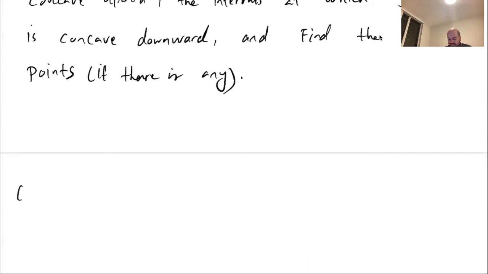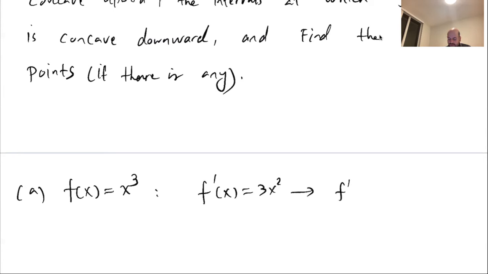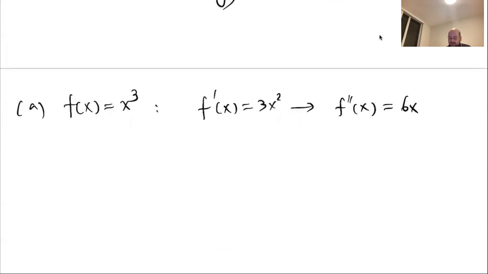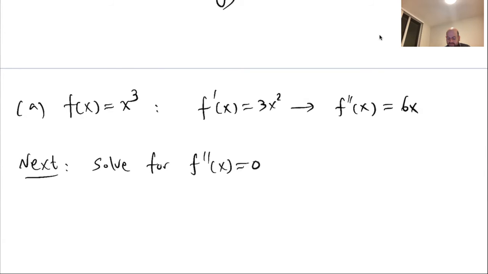So let's start with f of x equals x cubed. For this one, f prime of x is 3x squared. And therefore, f double prime of x, the derivative of the first derivative, is 6x. Now, when can I say that f double prime is positive, and when can I say f double prime is negative? So next, solve for f double prime of x equals 0 to determine concavity.